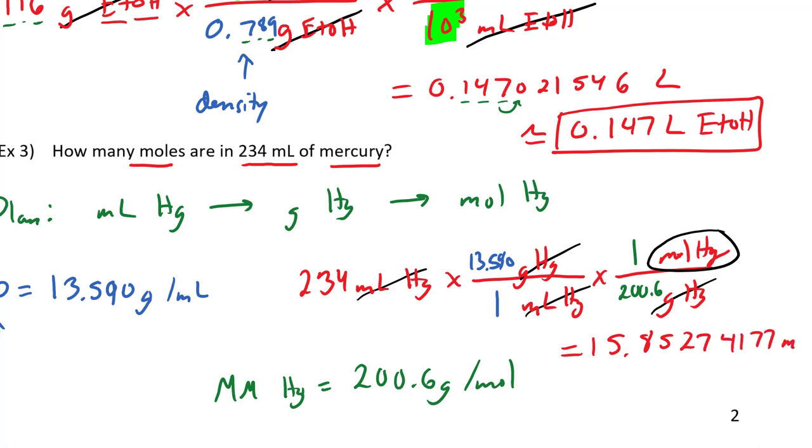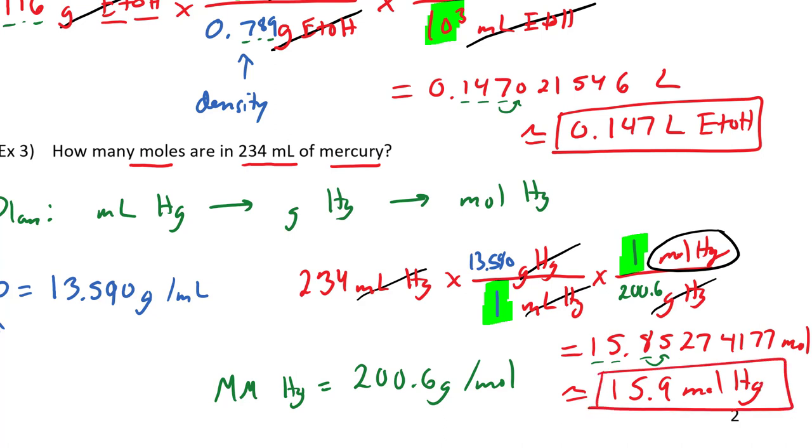Significant digits now. These are both exact numbers. Everything else is measured: 3, 5, and 4. So I'll round this off to 3 significant digits. This will be approximately equal to 15.9 moles of mercury.